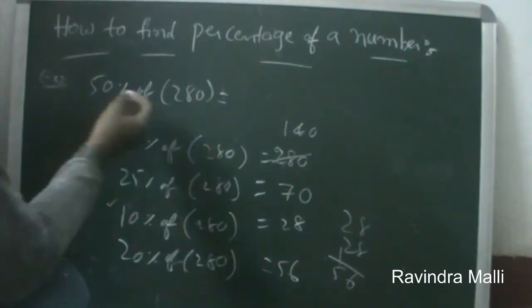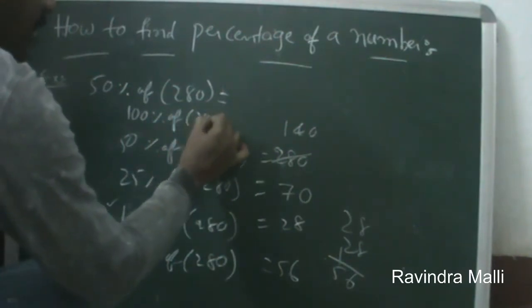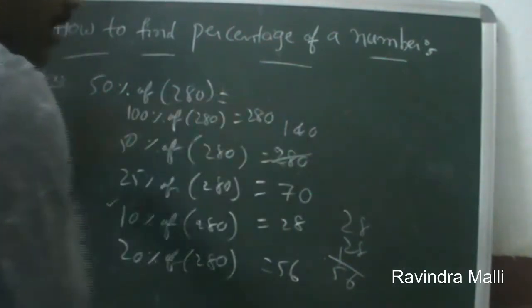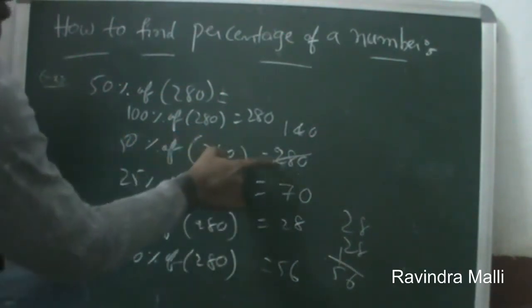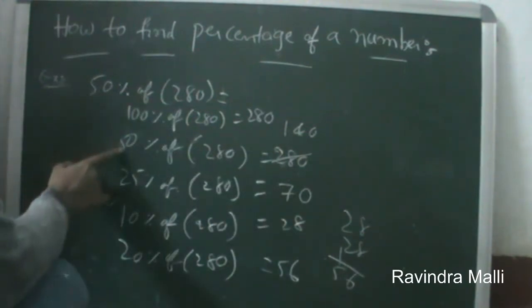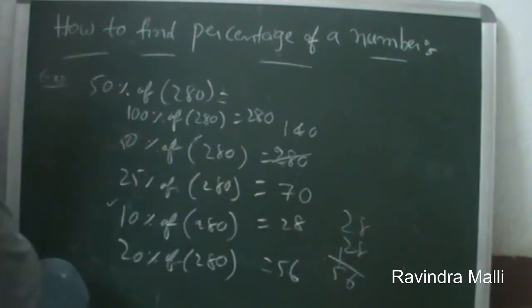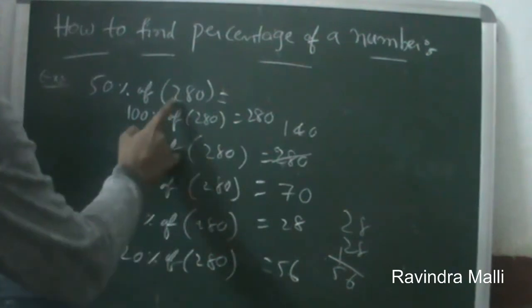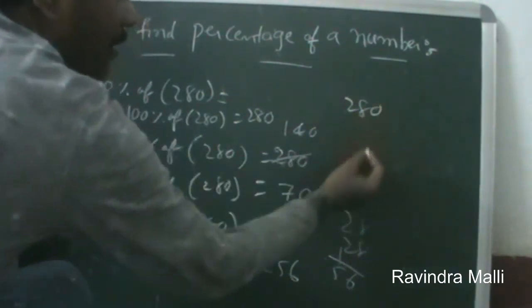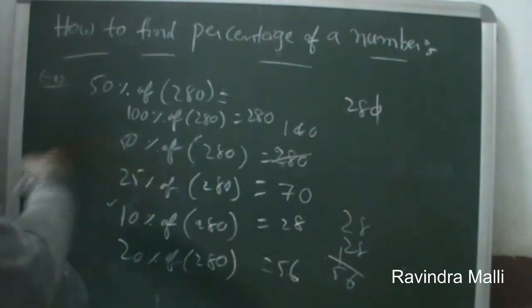You know 100% of a number is nothing but the total number, 280. 50% of the same number is half of that, that is 140. 25% of the same number is half of that, 70. 10% of the same number, 280, is 28. 20% of 280 is a little difficult to calculate using the same procedure.